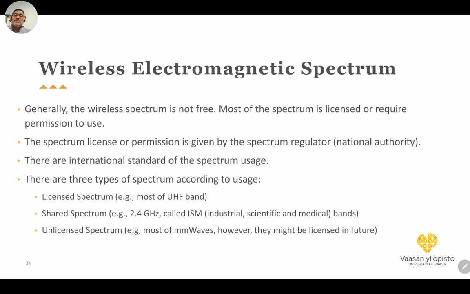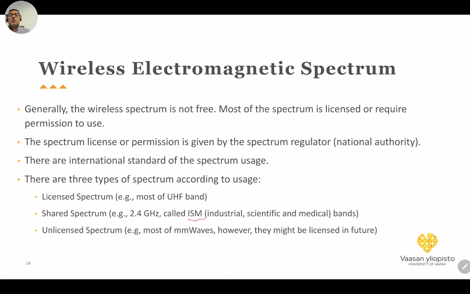Okay, it was left on purpose by the government for free usage. So, for example, the 2.4 gigahertz that we use for Bluetooth is a license-free spectrum. This spectrum is called the ISM bands: industrial, scientific, and medical bands. Why did they leave these ISM bands? It is not because they are generous, actually.